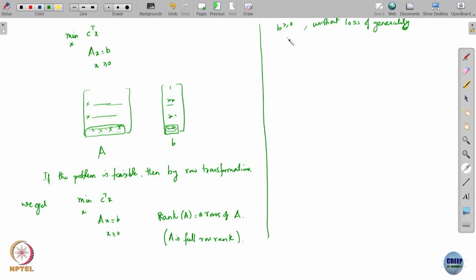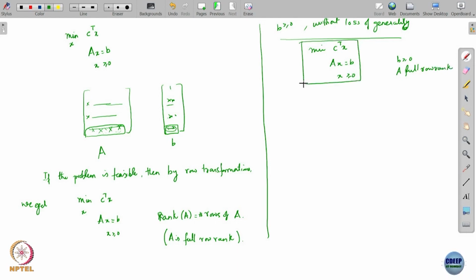So, this gives us the final form: minimize c transpose x, subject to Ax equal to b, x greater than or equal to 0, b greater than or equal to 0, A full row rank. This is what is called the standard form of a linear program.